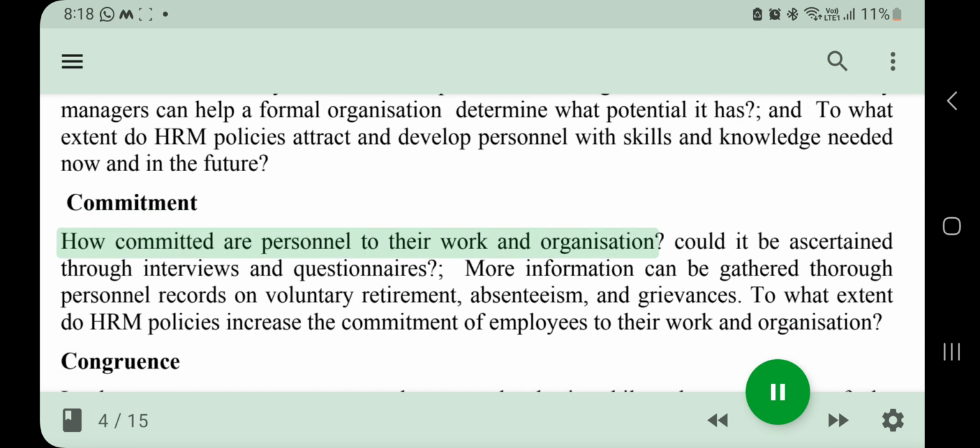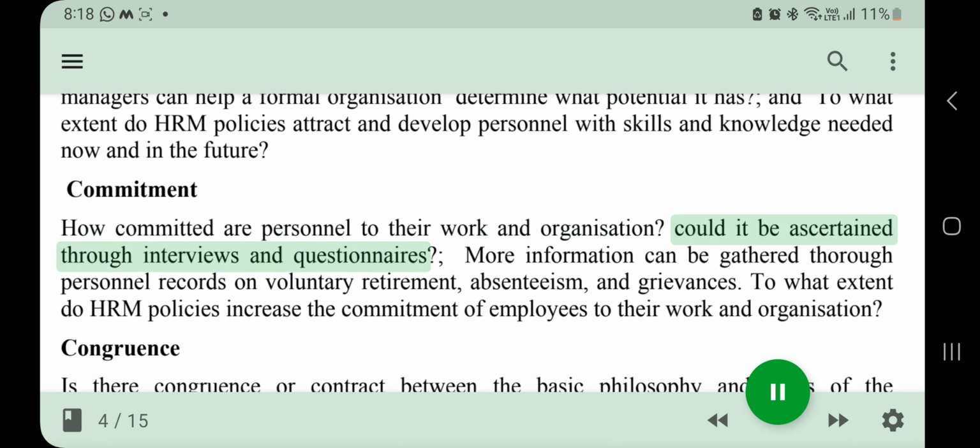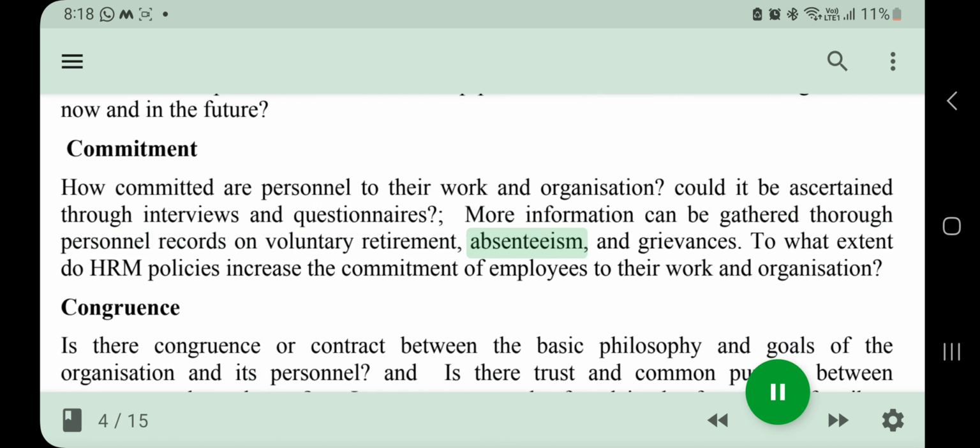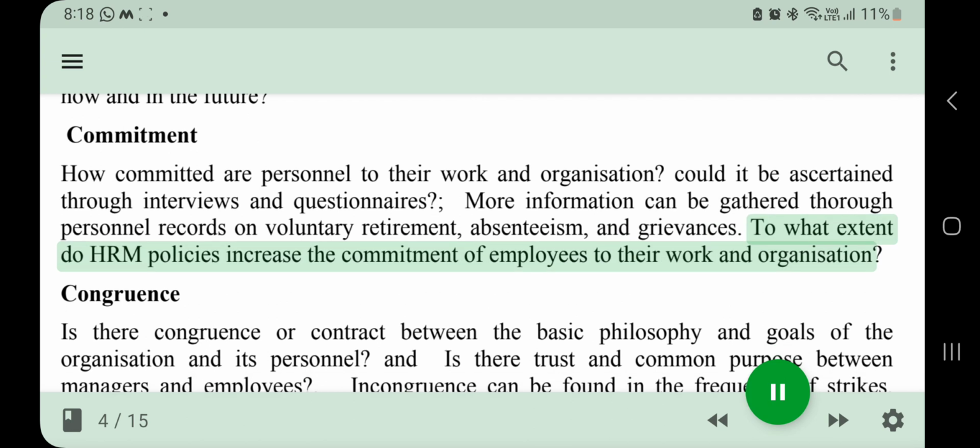Commitment. How committed are personnel to their work and organization? Could it be ascertained through interviews and questionnaires? More information can be gathered through personnel records on voluntary retirement, absenteeism, and grievances. To what extent do HRM policies increase the commitment of employees to their work and organization?